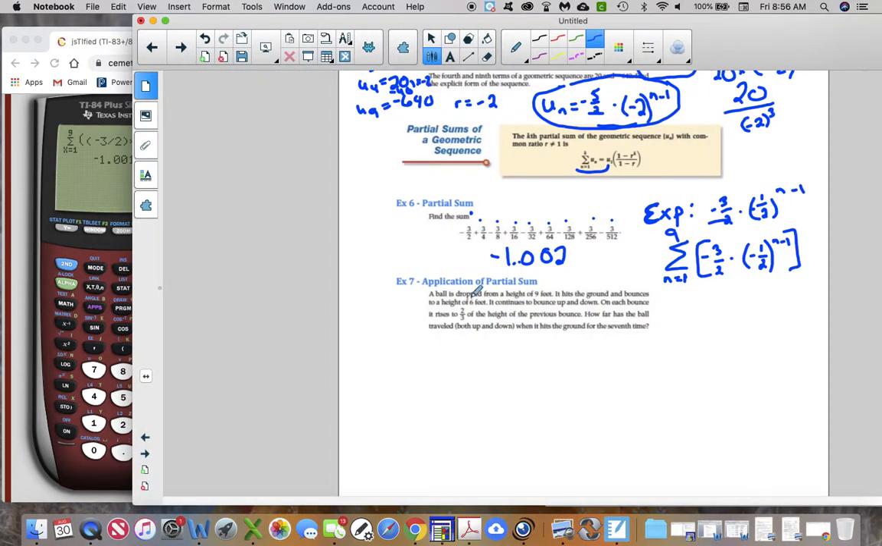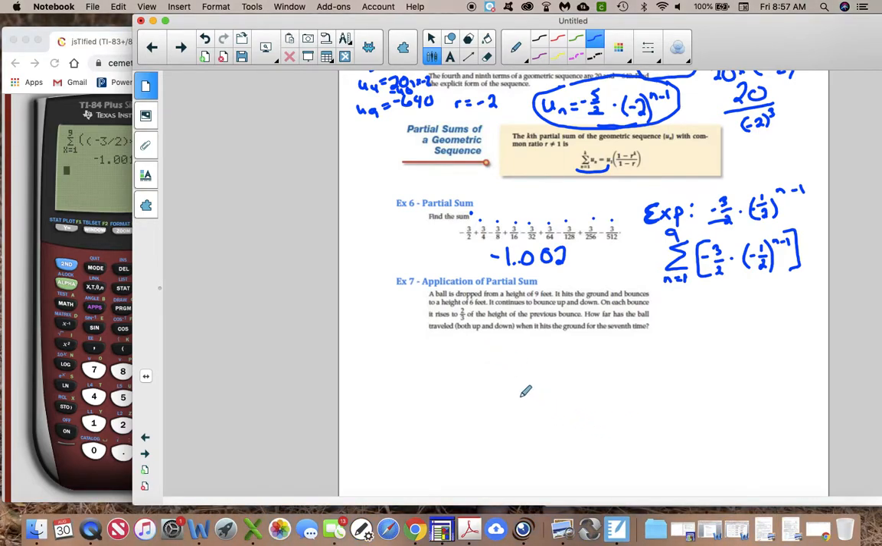So we've seen this example before. A ball is dropped from a height of 9 feet. It hits the ground and bounces to a height of 6 feet, and it continues to bounce up and down. On each bounce, it rises 2/3 of the height of the previous bounce. How far has the ball traveled both up and down when it hits the ground for the 7th time?